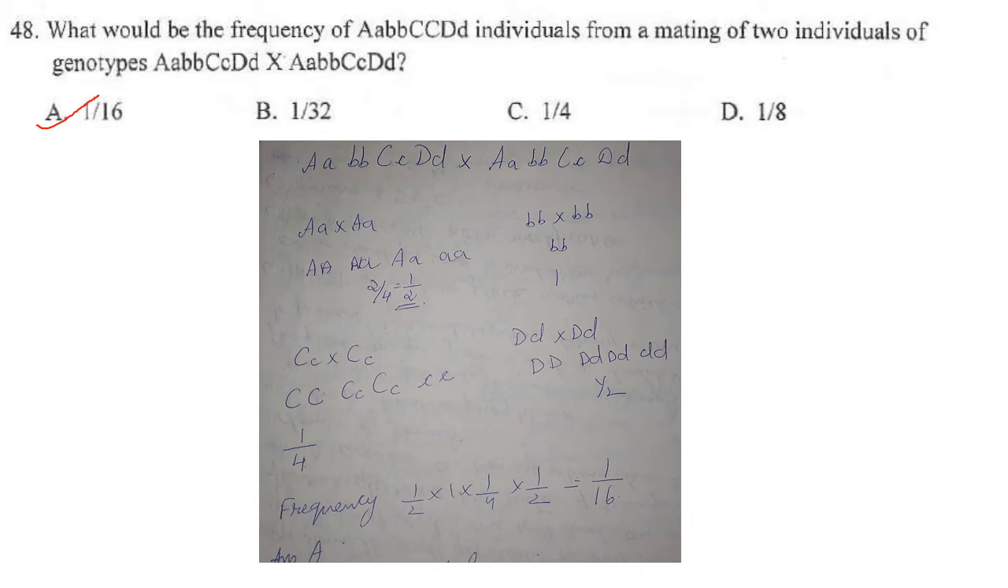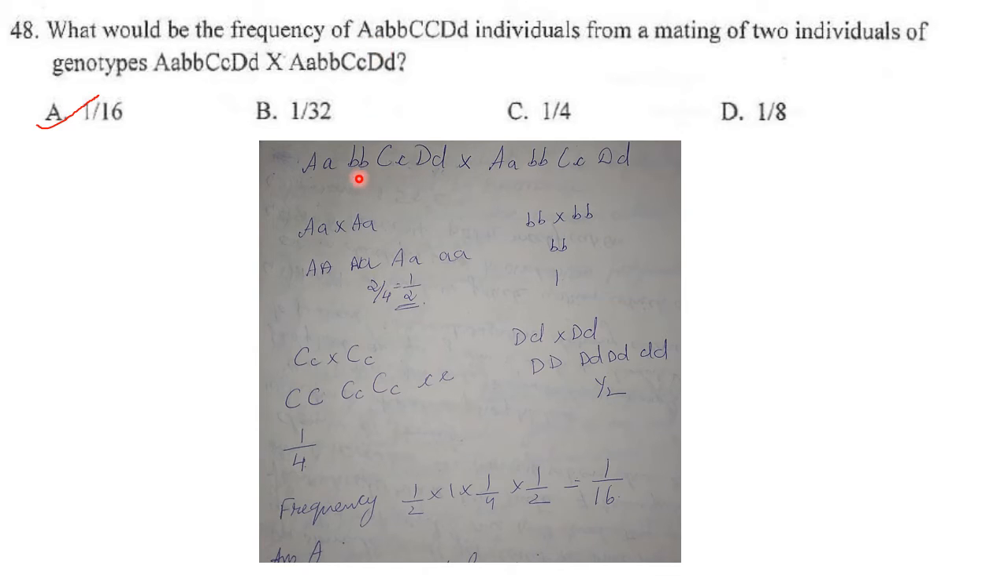Then what would be the frequency of this particular genotype? In this particular genotype, individuals from mating of two individuals of genotype this and this. So these are the individuals that are involved in the mating. So what is the frequency of this particular genotype being obtained after mating these two? So if you cross capital A small a with capital A small a, you will get capital A small a you have to get over here. So it will be around 2/4, that is half. So half is the probability of getting capital A small a.